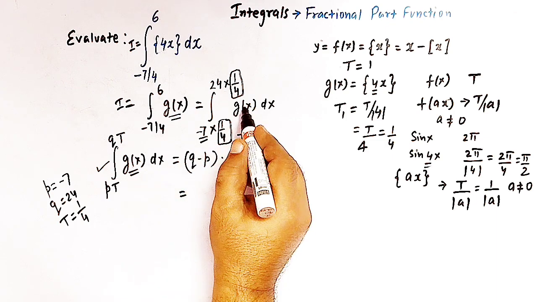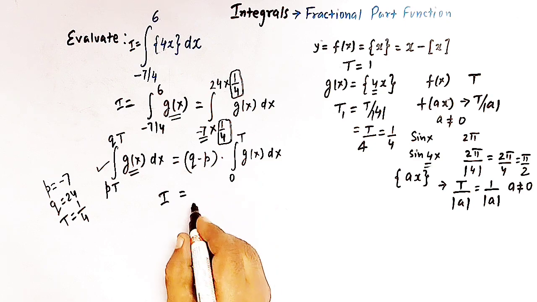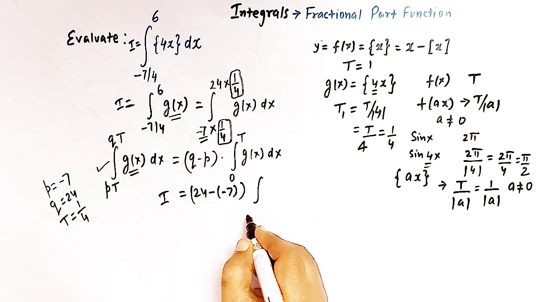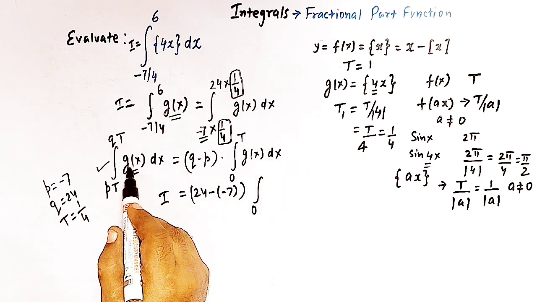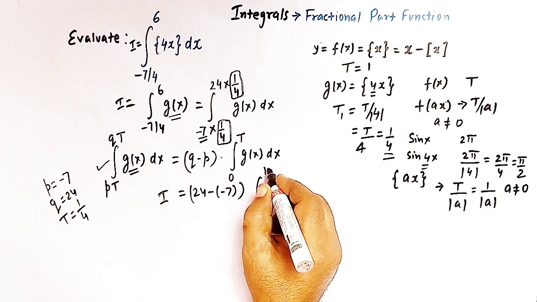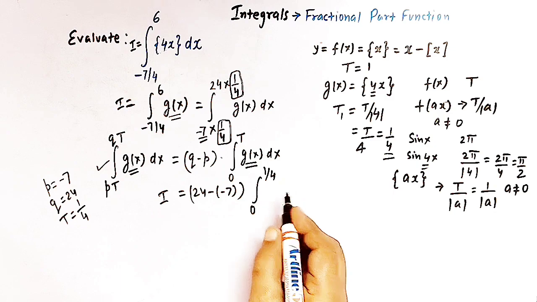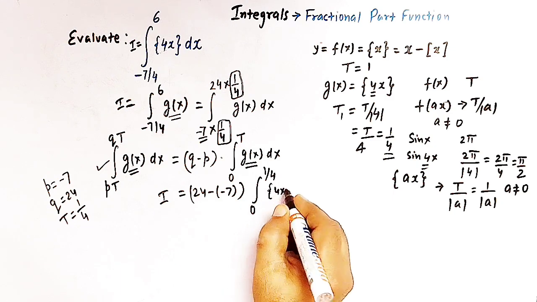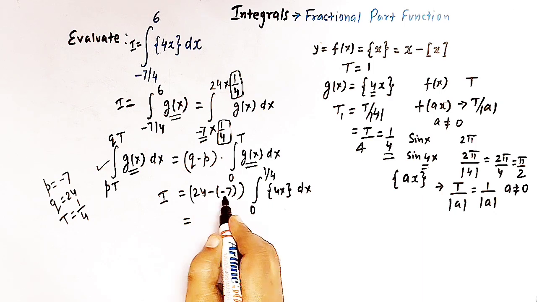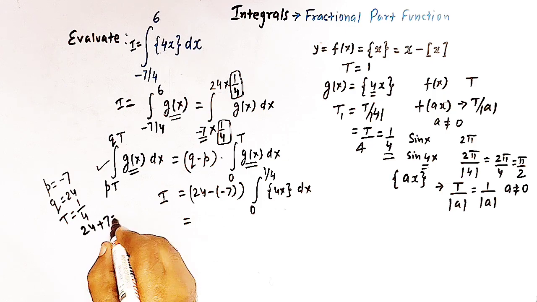So here this integral, that is I, is now equal to q minus p, that is 24 minus minus 7, and here we have 0 to T, where T is the period of g of x, and for T we can write 1 by 4, and for g of x we can write fractional part of 4x, and here we have dx. Now this is 24 plus 7, because minus and minus becomes plus, and this is 31.